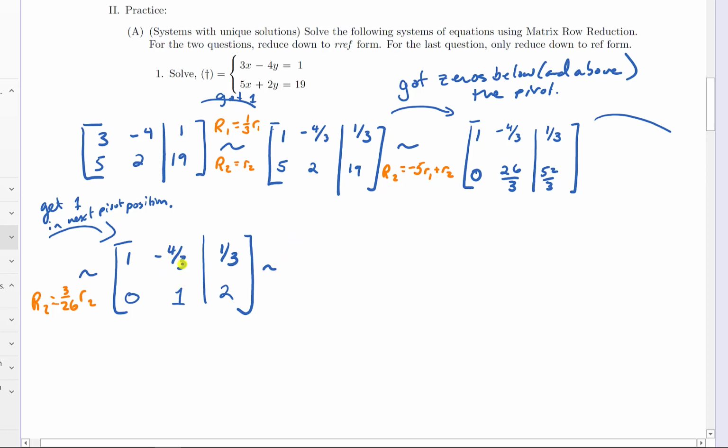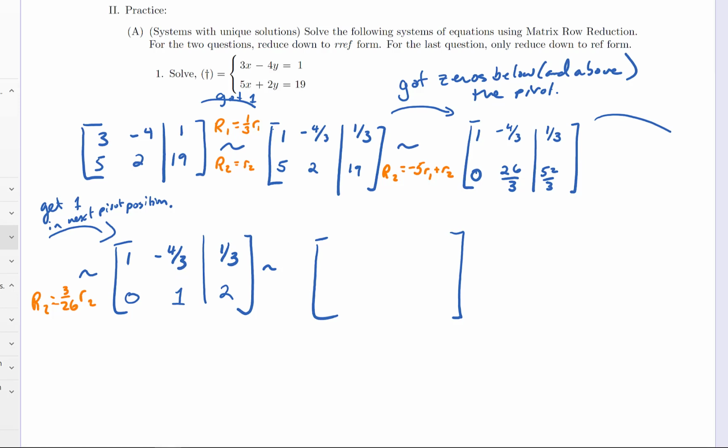So I want to get a 0 in this entry right here. How am I going to go about doing that? There may be other ways to do this, but the most systematic way is to say, well, we took some time to get a 1 in this position. Let's multiply this row by the opposite sign of this coefficient. So I've got a 1 here. I'm going to multiply this row by 4/3, which will make that entry positive 4/3. And then when I combine it to this entry, it will give me the 0 that I'm after.